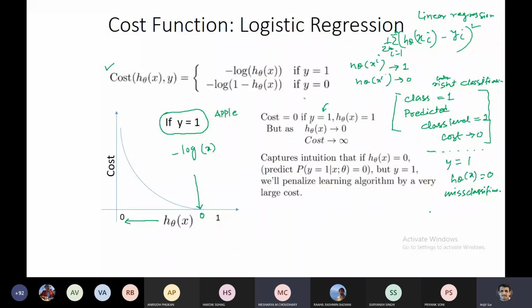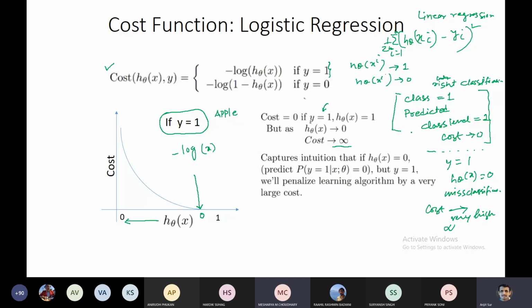Then our cost is very high. Cost should be very high because we don't want to input more penalty, so it's infinity. So here exactly, as h theta tends to 0, cost goes to infinity. So this particular equation we are saying holds when y is equal to 1.